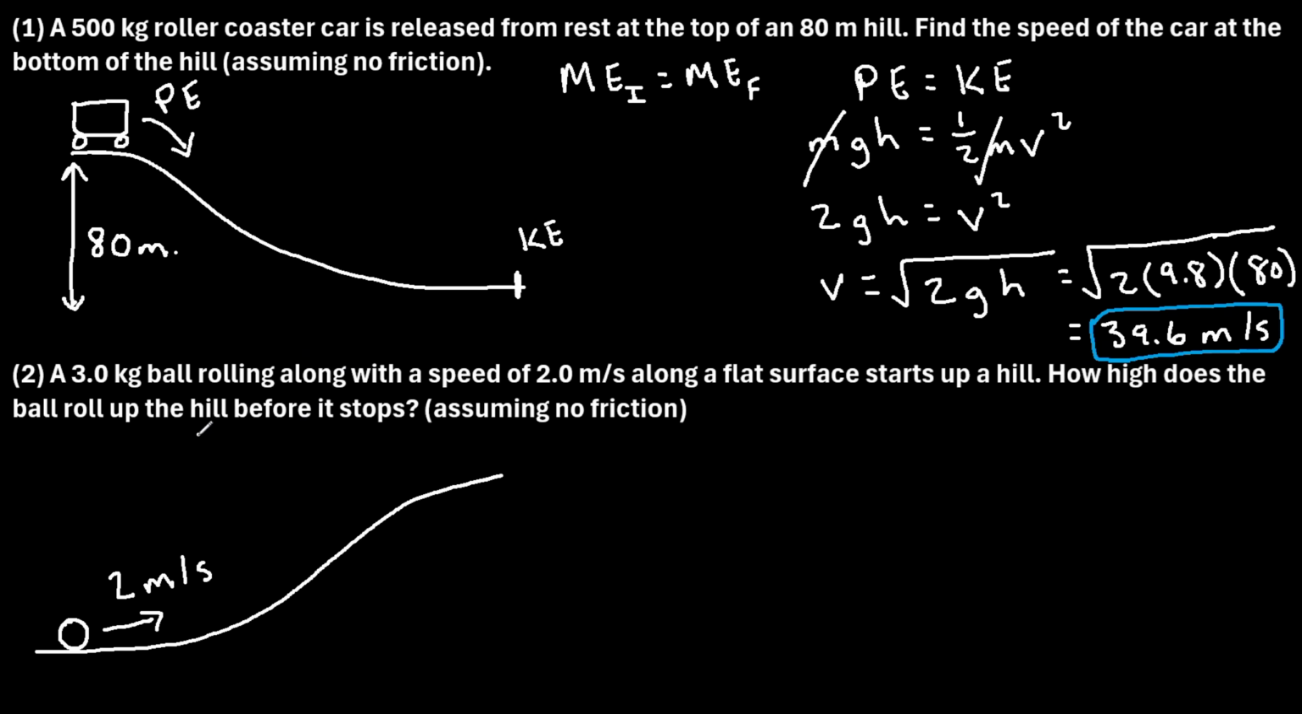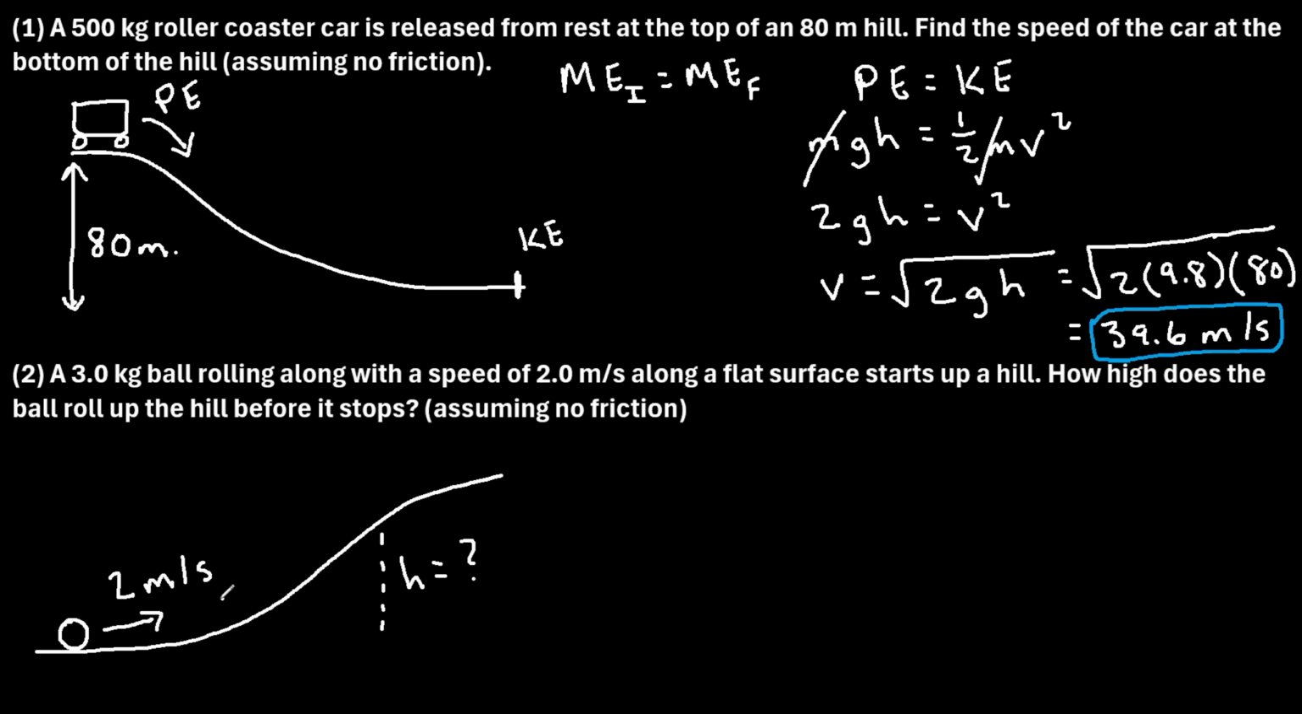Okay, now let's take a look at our second example. It says, a 3 kilogram ball rolling along with a speed of 2 meters per second along a flat surface starts up a hill. How high does the ball roll up the hill before it stops? Again, assuming no friction. So I've sketched out this situation. We have this ball that's rolling on a flat surface at 2 meters per second, and then it starts to go up a hill. And our question is, how high up the hill is this ball actually going to go before it comes to a stop?